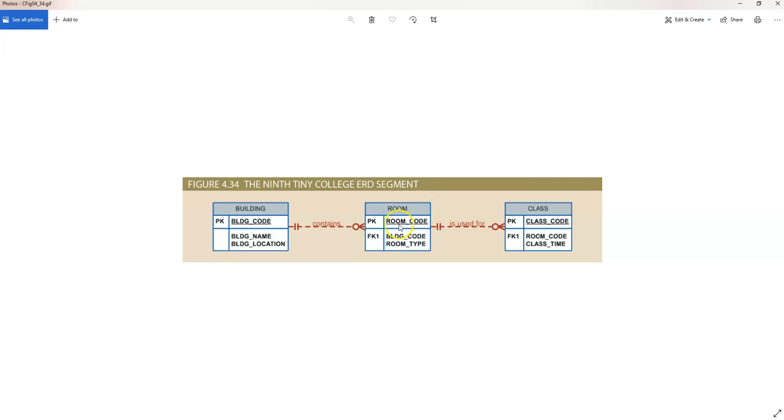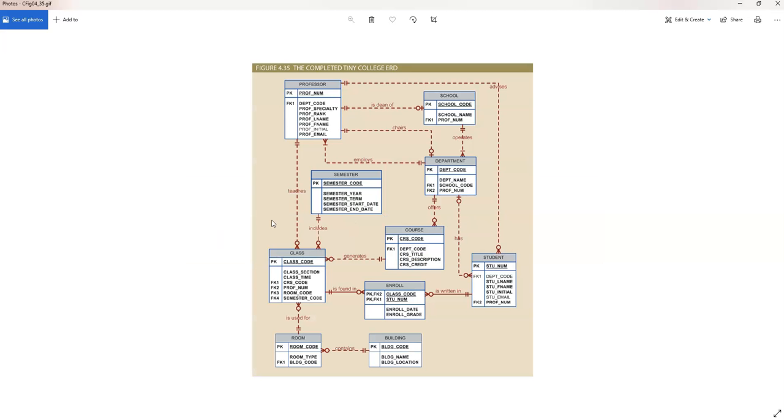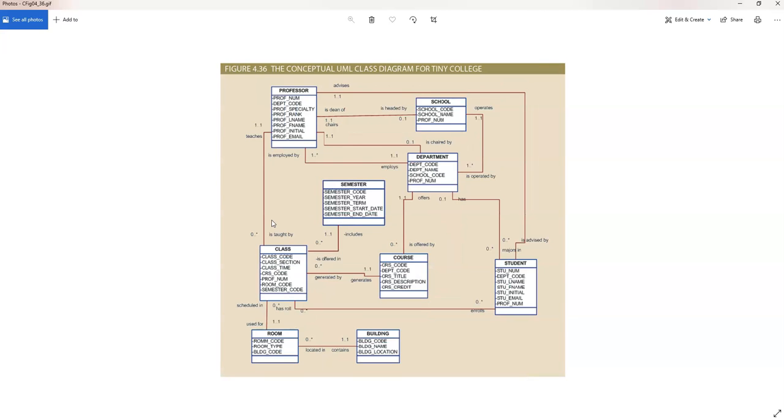And a room is in exactly 1 building. A room can't be in 2 buildings at once. It's not like the TARDIS or something. So whatever. And this is like the whole thing. I'm not going to do everything in here.